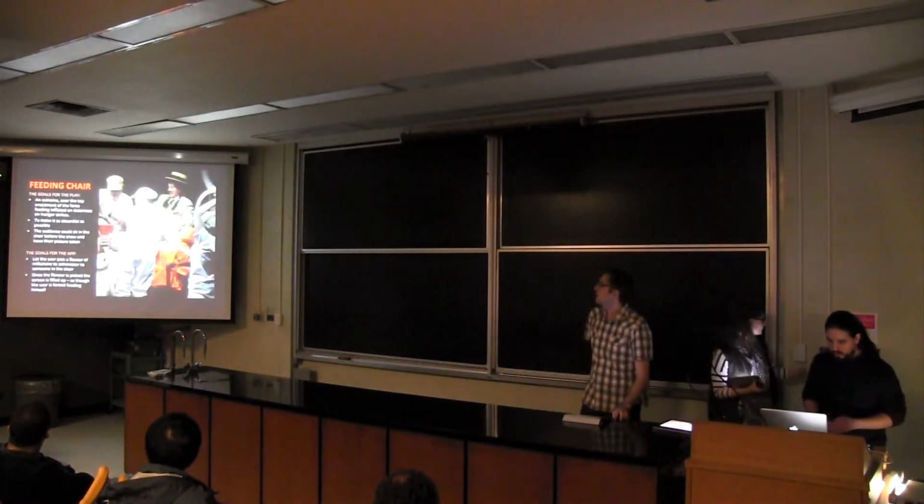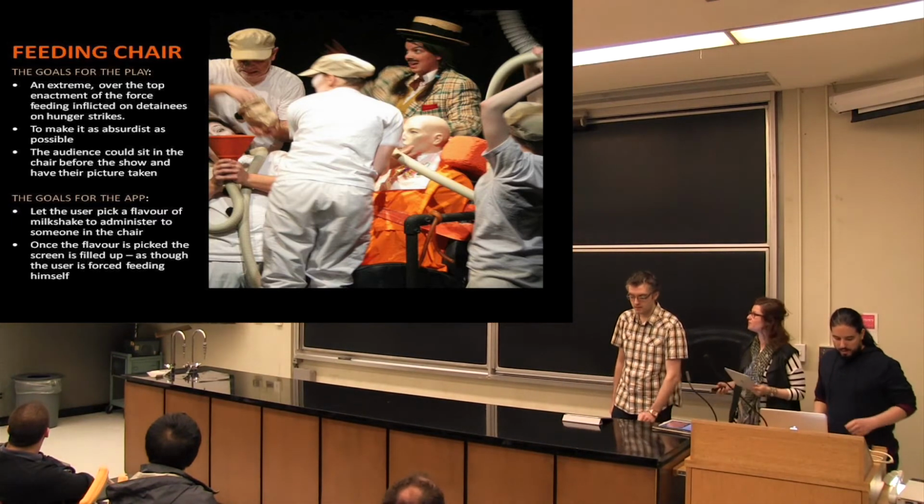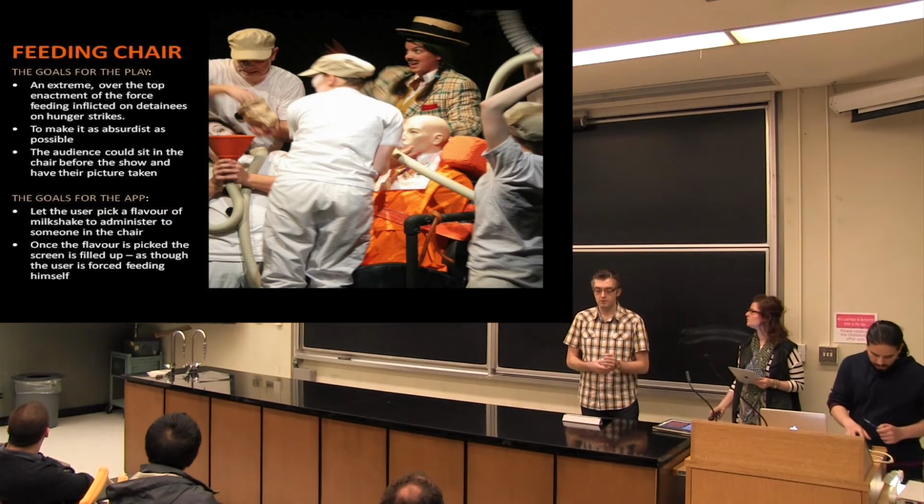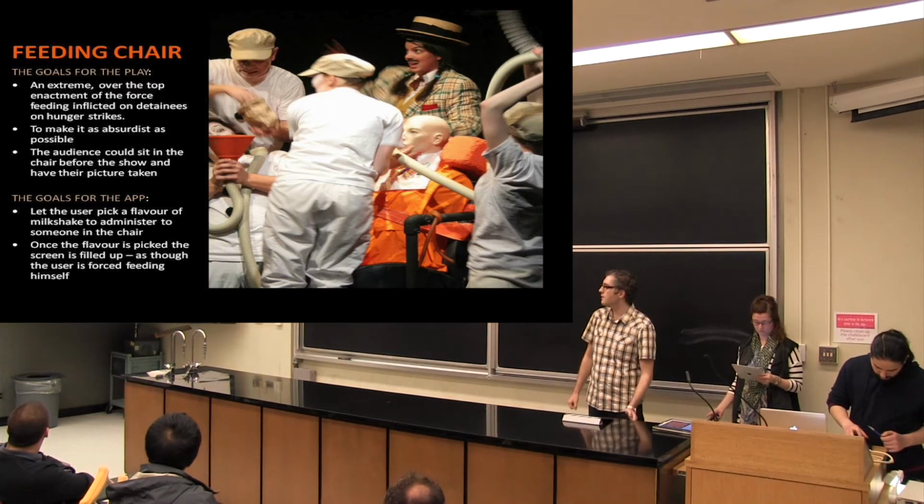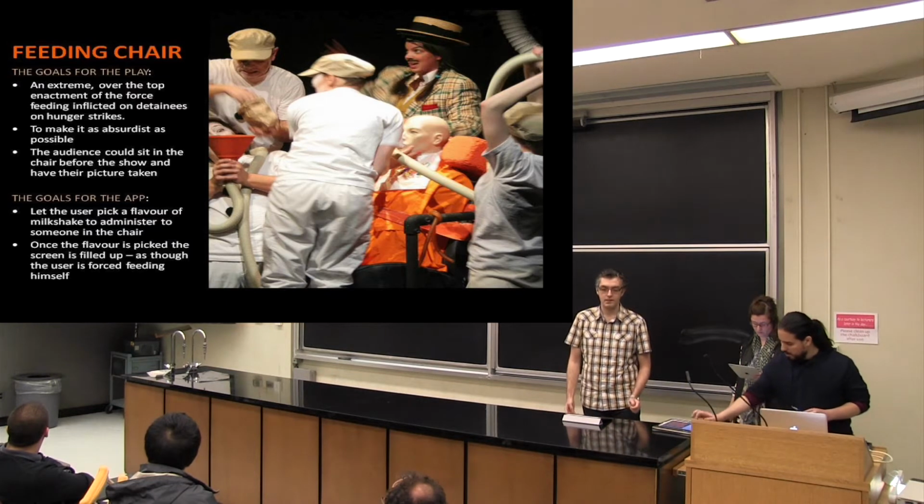So the force-feeding chair was used at the camp on prisoners who were on hunger strike. It was used to feed them against their will. What happened was the prisoner would be strapped down and they would be fed a milkshake through a nasal drip.